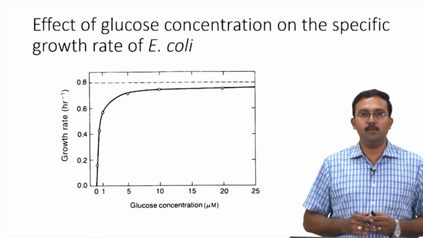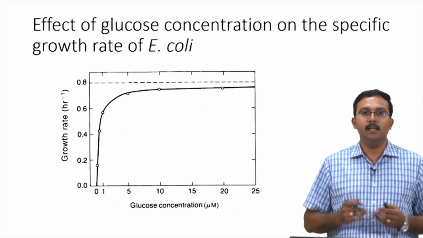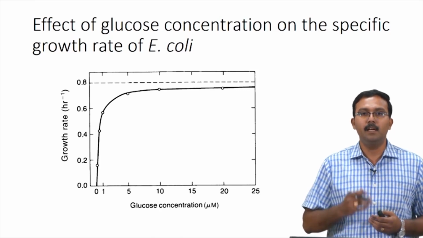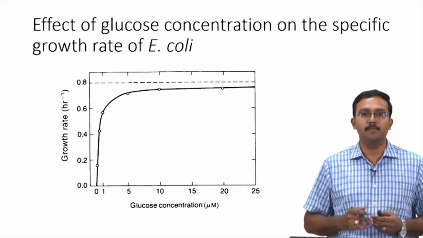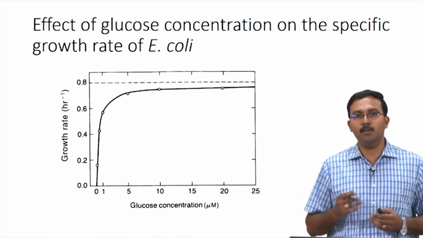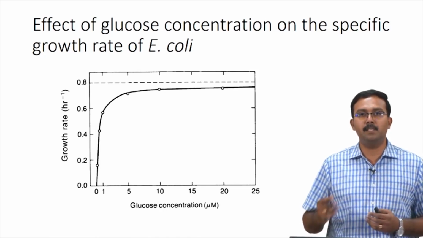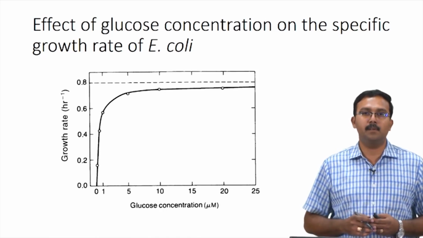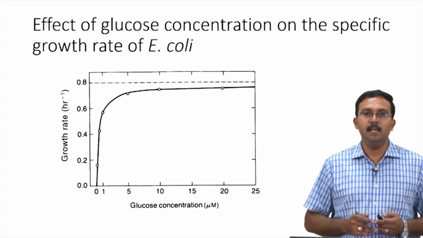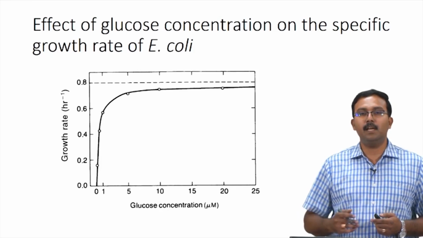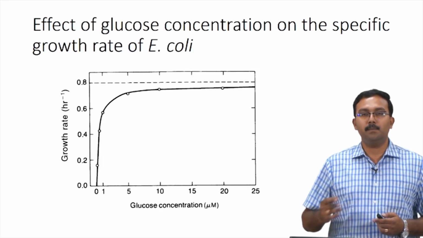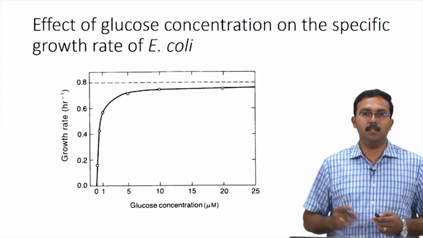So, when you actually culture E. coli with different substrate concentrations and measure the specific growth rate, this is how the graph would look. Specific growth rate versus substrate concentration graph looks very similar to what you would have observed with the V versus S curve for enzyme kinetics. So, this is a saturation kinetics, and as you can see, the specific growth rate approaches a maximum value mu max or mu m when the substrate concentration increases beyond a certain point.